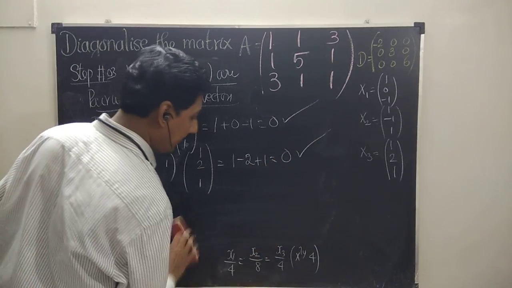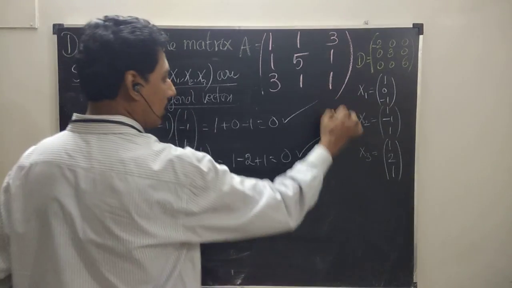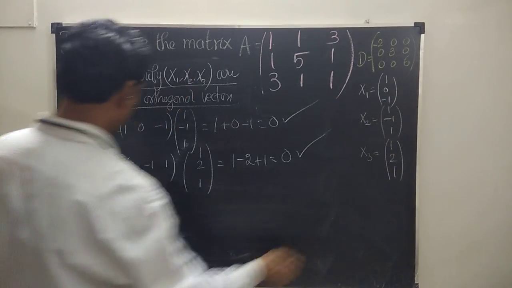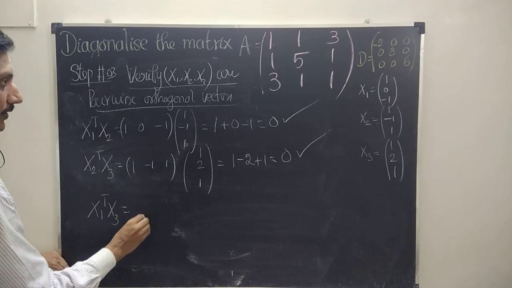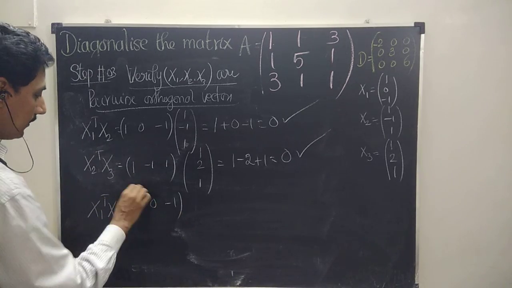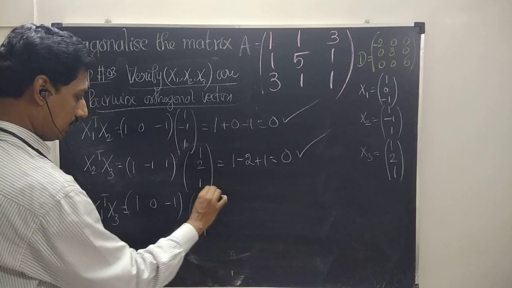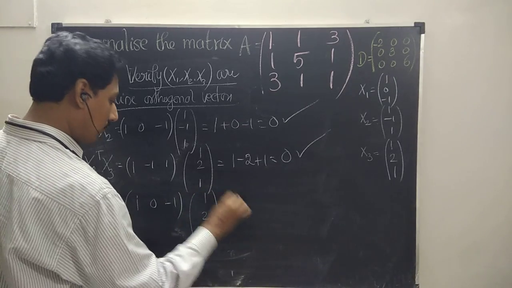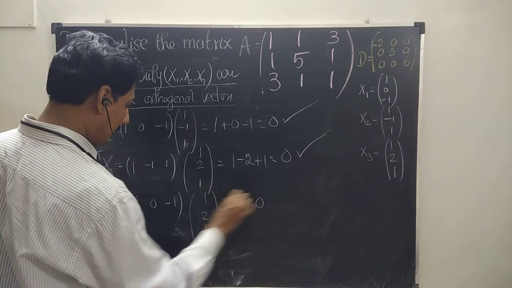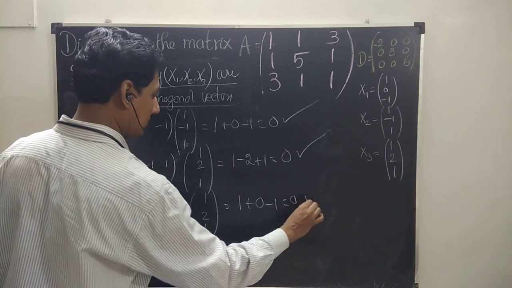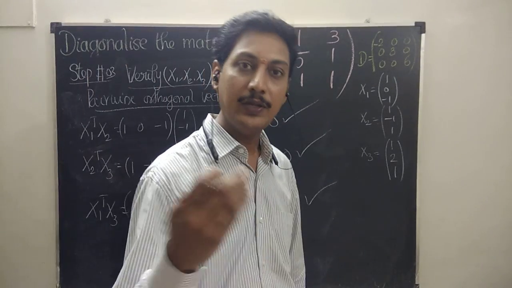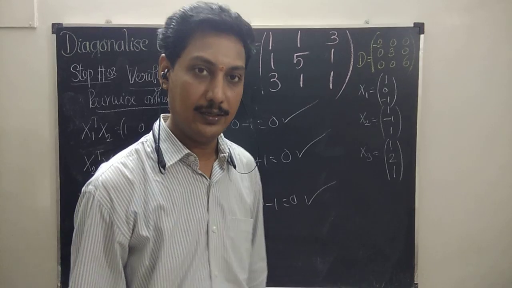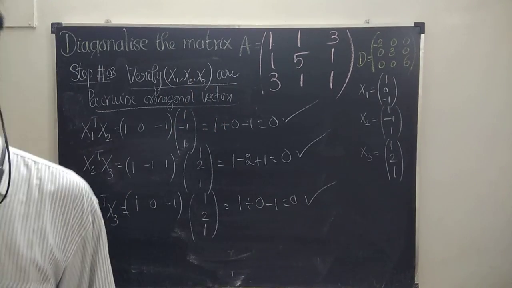And finally, what's the combination? 1 2, 2 3 and 1 3. So what's the 1 3? x1 transpose x3 is equal to what? x1 transpose is 1 0 minus 1 and x3 is 1 2 1. So once again 1 into 1 is 1, 0 into 2 is 0, minus 1 into 1 is minus 1, equal to 0. So hence everything is 0, 0, 0. That means they are called pairwise orthogonal vectors. Right? Pairwise orthogonal vectors.